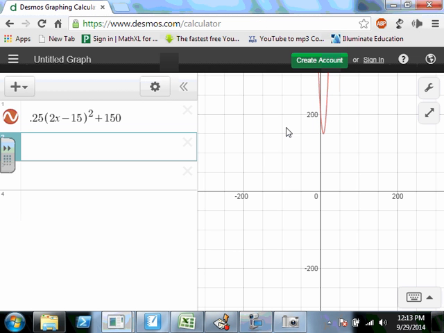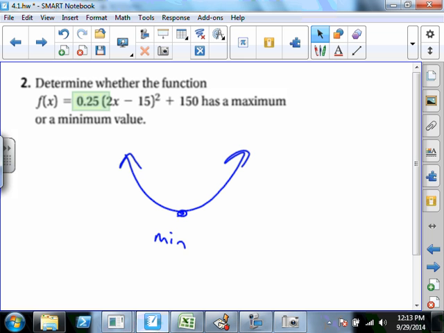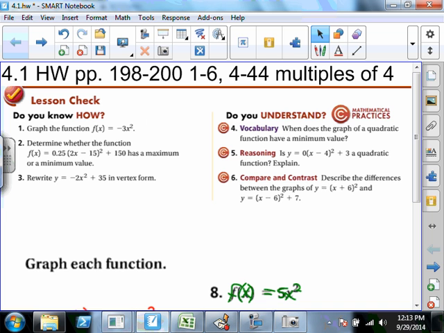So there it is. That graph opens up, and it does have a minimum. Does it ask us to find the minimum? Okay. Doesn't ask us to find it. So there we go. That's that one. Number 3, we're going to skip over for now. We're going to skip that one right now. Number 4, I'll bet we can figure out.